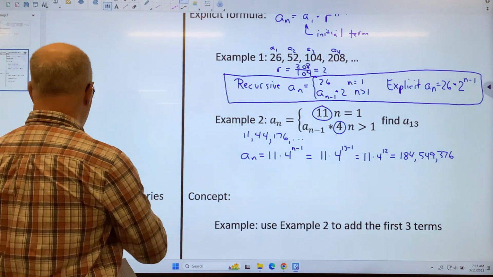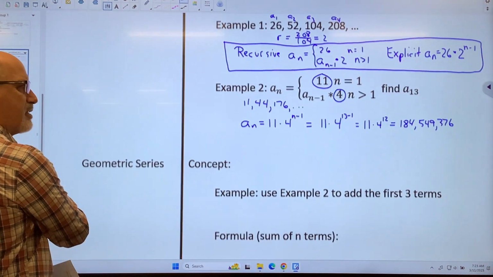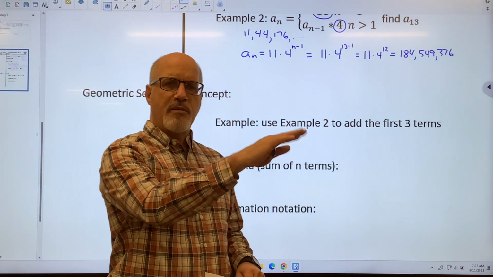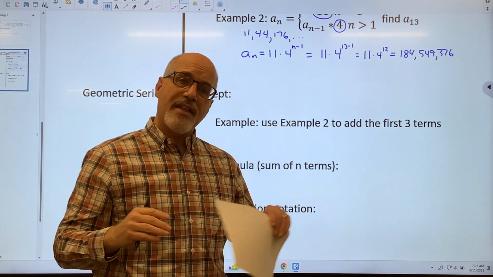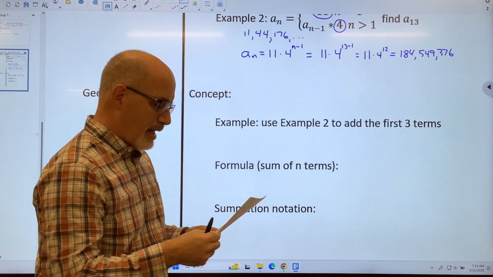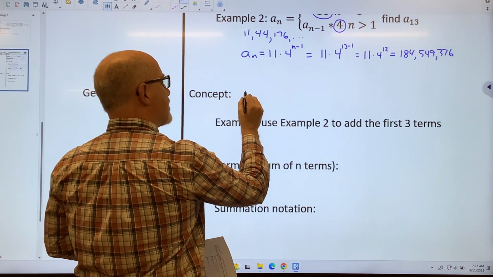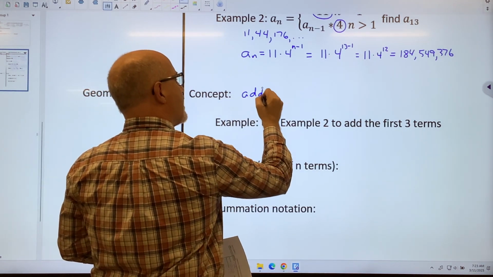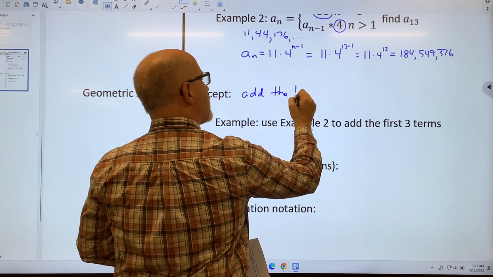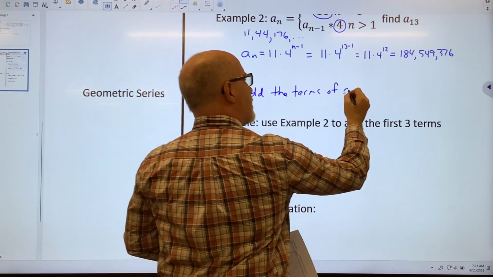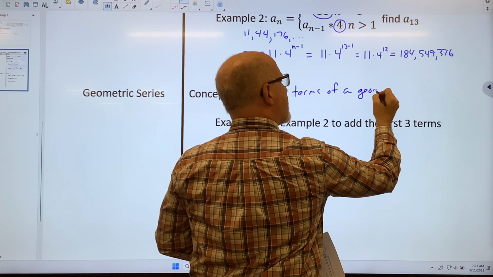Okay, let's go ahead now and talk about what a geometric series is. So that was a sequence. A sequence is when you list the numbers. A series is when you add those numbers up in the sequence. So the concept for a geometric series: add the terms of a geometric sequence.